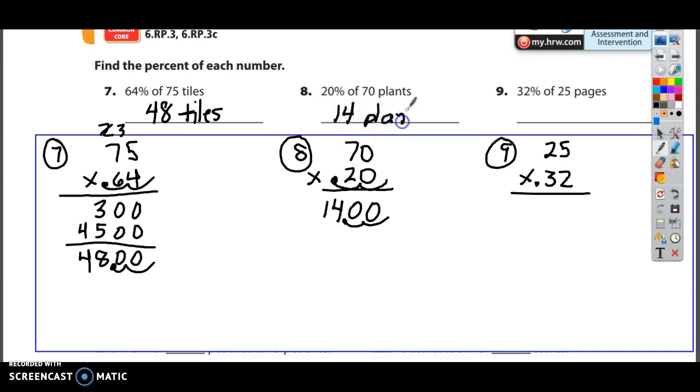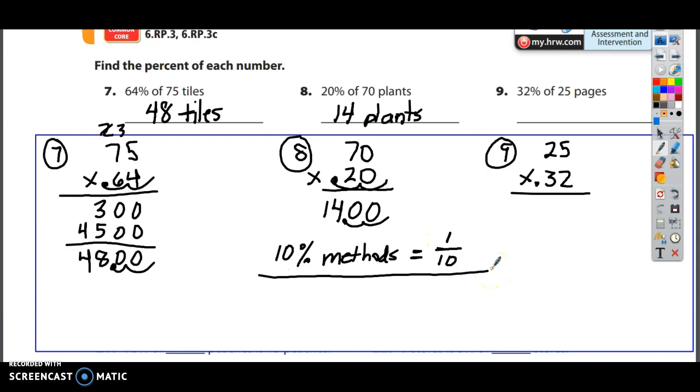I'm going to show you a different method here real quick. It's called the 10% method. Okay, so a different way to solve a problem that looks like number 8 is called the 10% method. So pay attention to this, because it could save you some trouble on problems like this. 10% of any number is just a tenth. Since 10% equals a tenth of something, watch how easy this is. So 10% of 70 is a tenth of 70. And a tenth of 70 is 7.